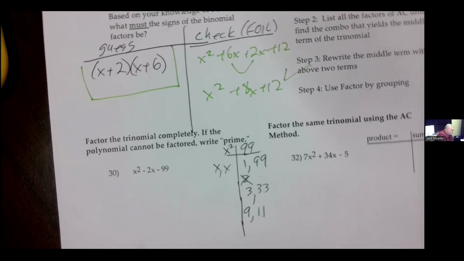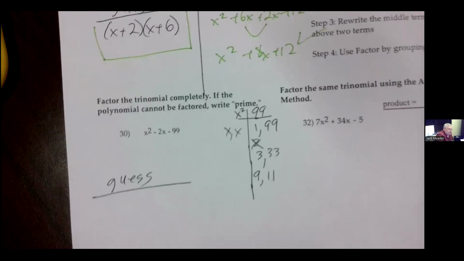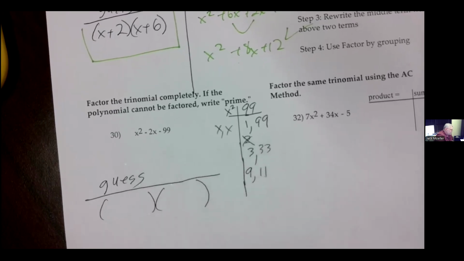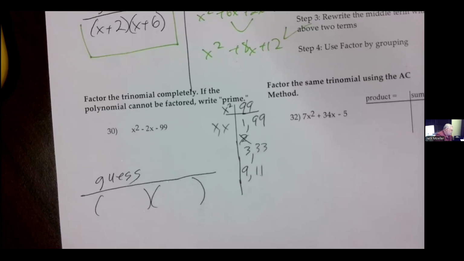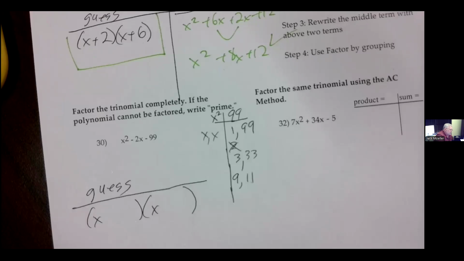All right, so what do we do with all this? We're going to make an educated guess. So we're going to have 2 binomials. Now, to get x squared, we have to have x times x. Now, what do the signs have to be?